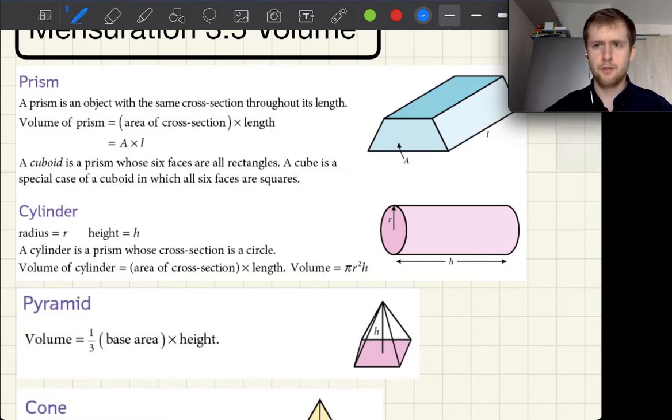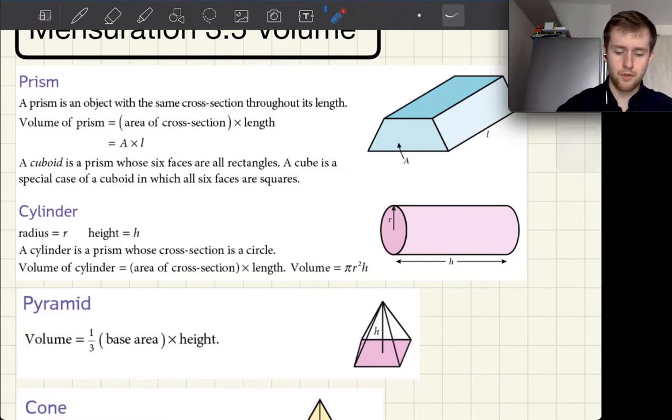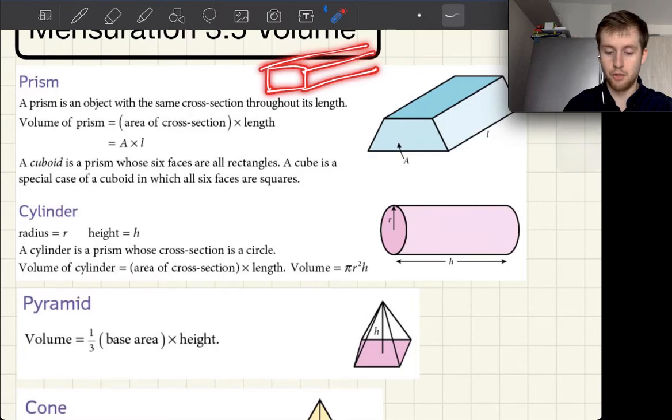Volume of a prism is also an easy formula. It's just the area of cross-section. Whatever the cross-section is, you know that there are different prisms. There's a triangular prism, for example. Then there's a rectangular prism, which can be called a cuboid. All kinds of prisms. Even the cylinder is technically a prism, right?